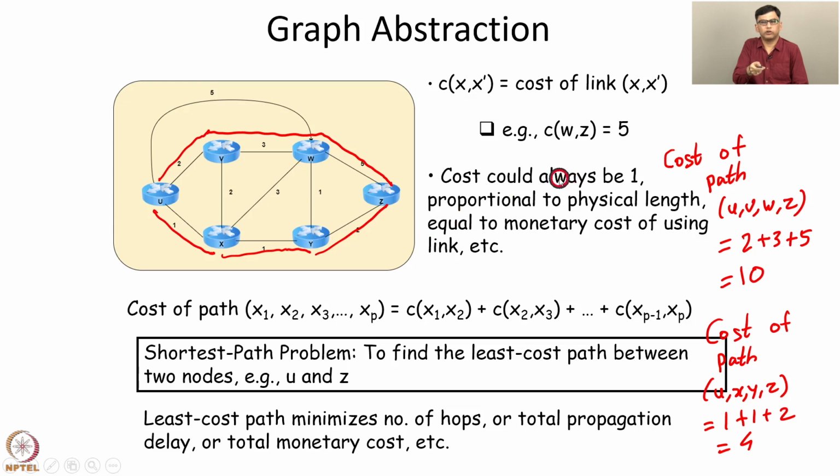Depending on how we have assigned costs to links, the least cost path optimizes different objectives. For example, if the cost of every link is 1, then it is straightforward to check that the least cost path minimizes the number of hops from the source to the destination. If the cost is proportional to the physical length of the link, then the least cost path minimizes the total propagation delay from the source to the destination. If the cost of a link is equal to the monetary cost of using the link, then the least cost path minimizes the total monetary cost from the source to the destination. So depending on what we want to optimize, we assign costs to links in different ways.